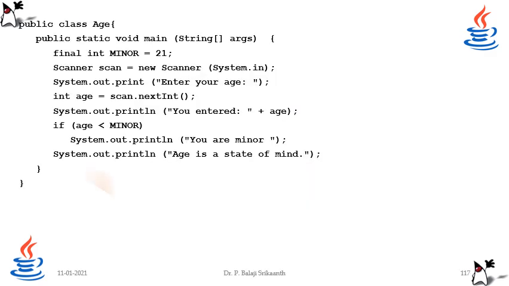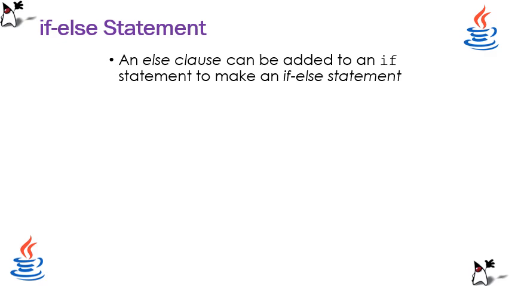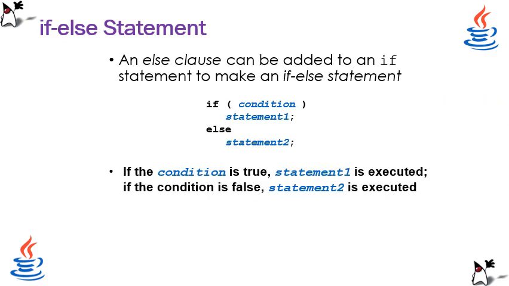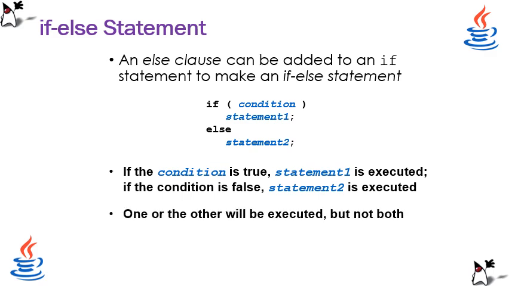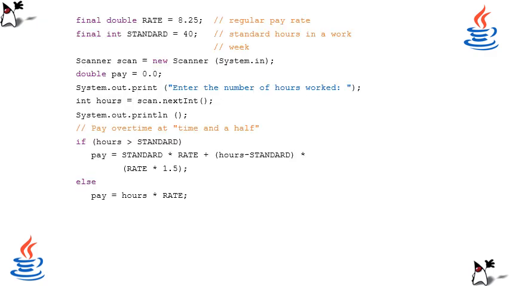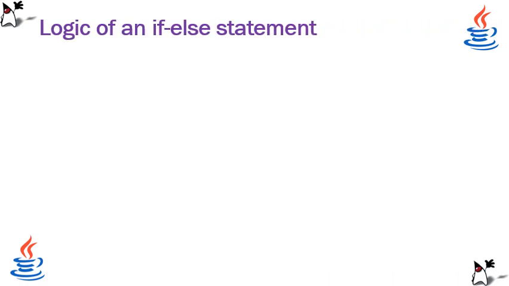Now a programming example. If else statement. An else clause can be added to an if statement, then you'll get if else statement. If the condition is true, statement 1 is executed. If the condition is false, then statement 2 is executed. One or the other will be executed, but not both the statements. This is the program example and the logic of the if else statement.